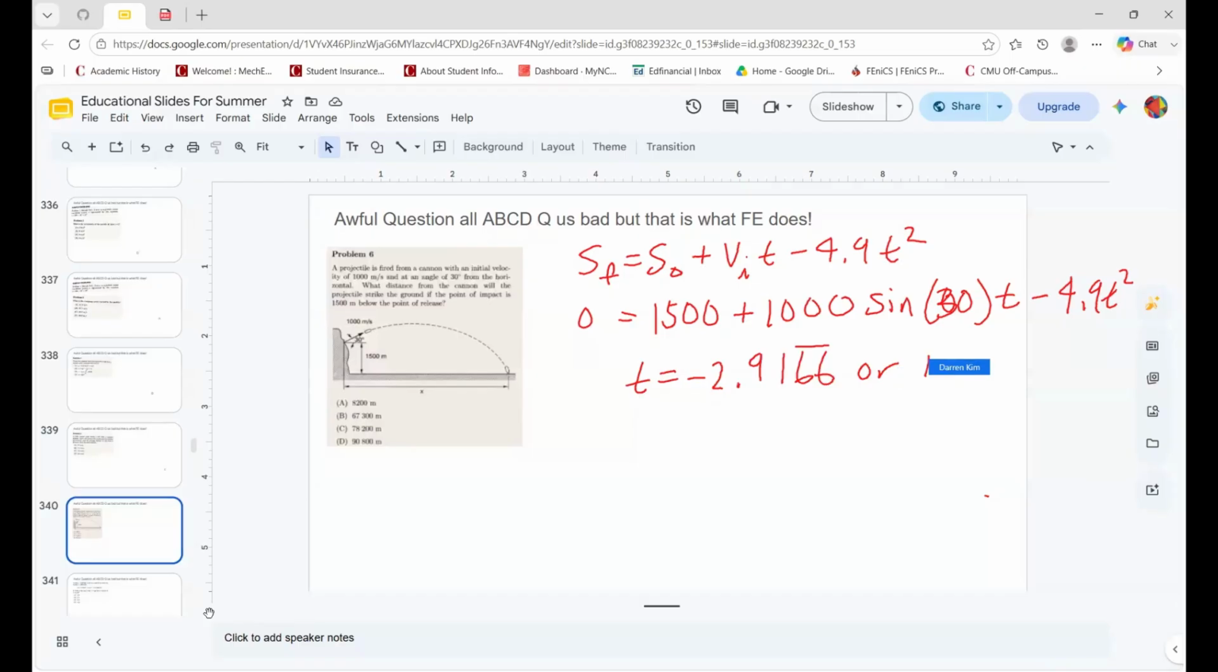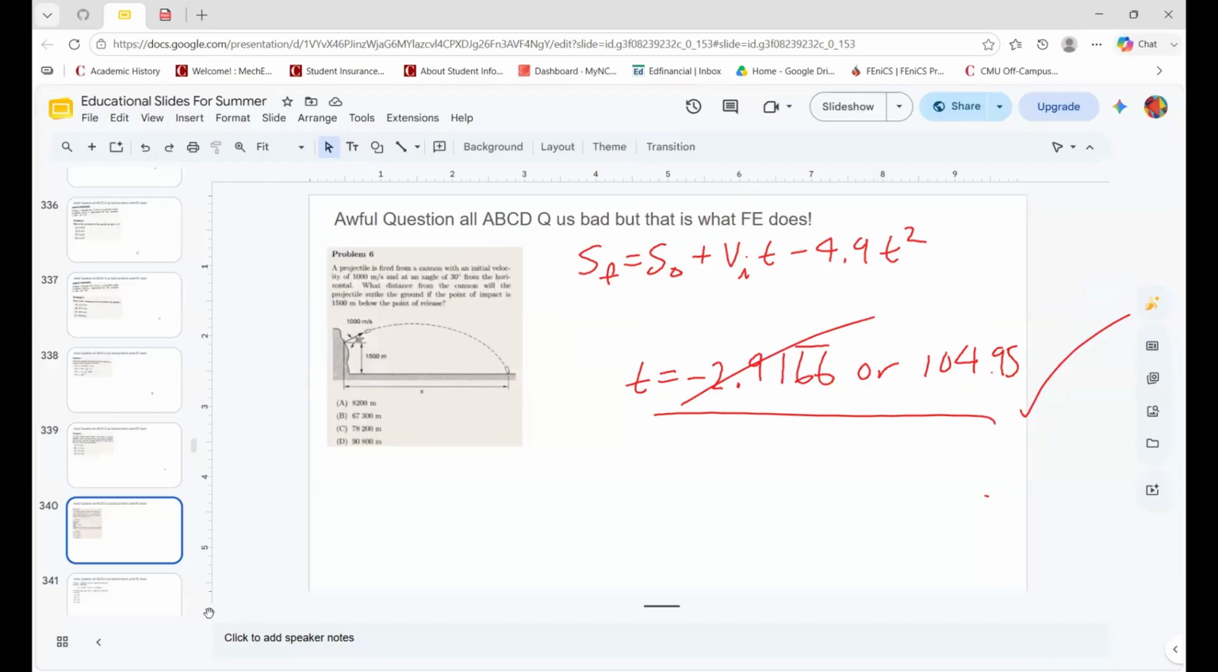So here's what my calculator got. Beautiful. So we know this is wrong. This is negative. So it must be 104. So now we can use this on the x direction. We know the x direction now. We know the t now.